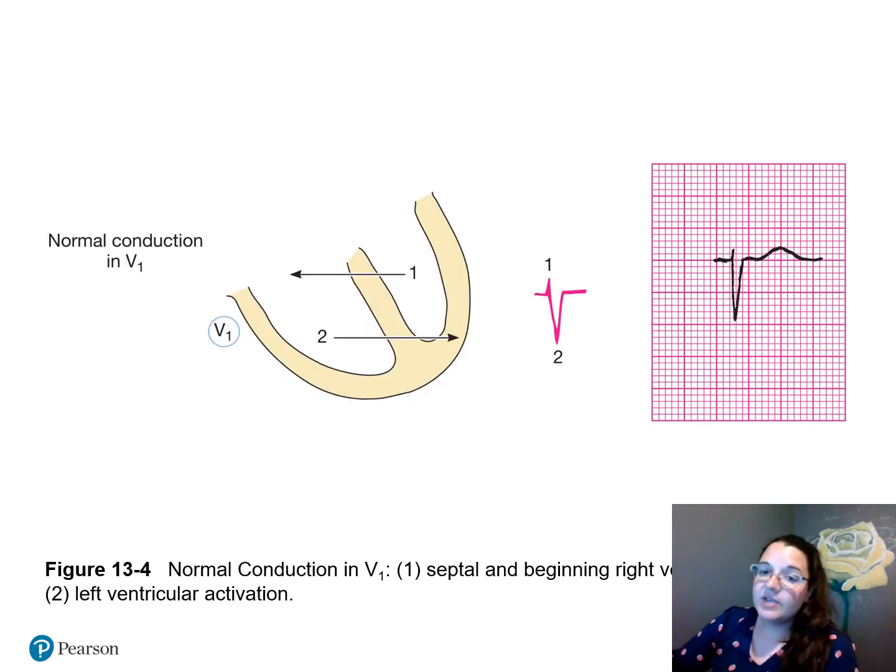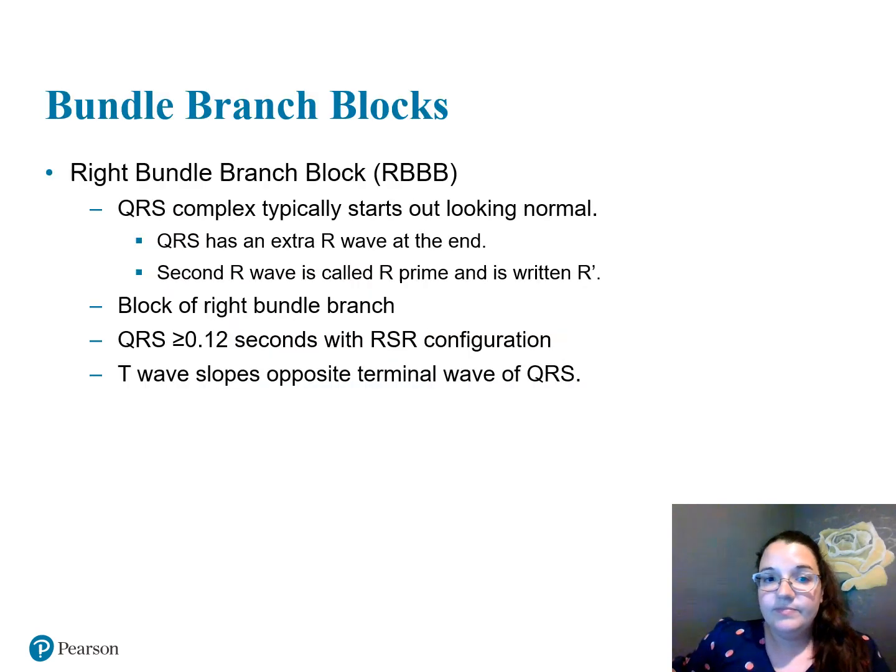Okay, so again, we're talking about the conduction system. Here we're looking at V1, right? Right side, V1 should have what kind of QRS deflection? A negative deflection. We should start off negative in V1 and end up positive in V6. So your right bundle branch block.